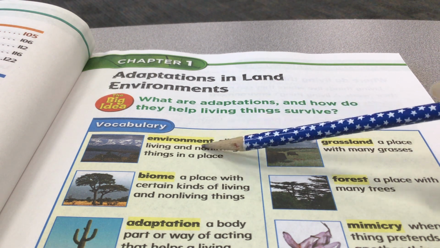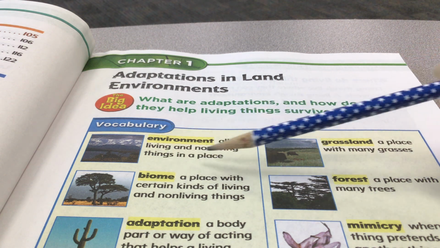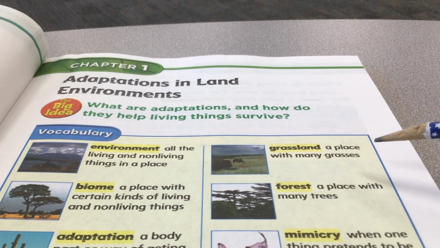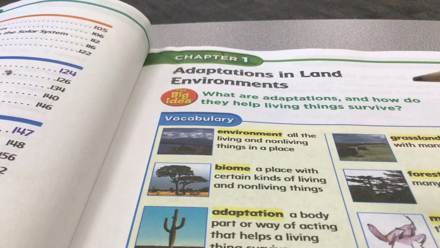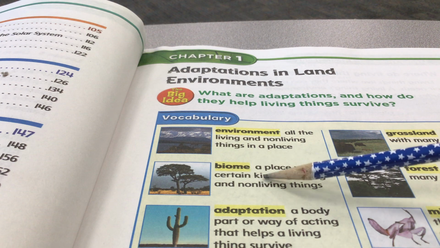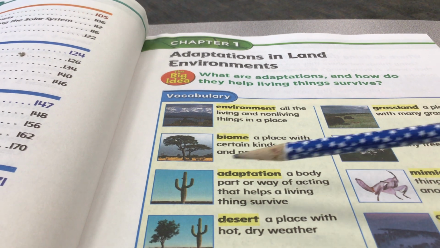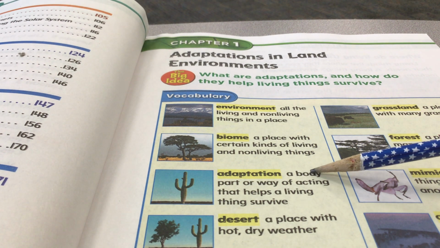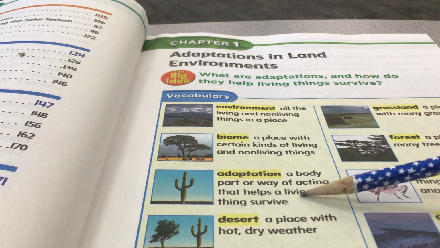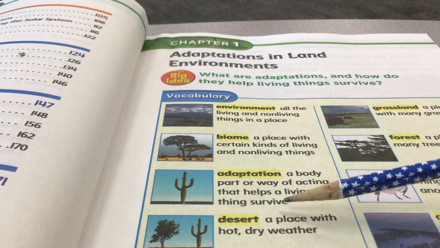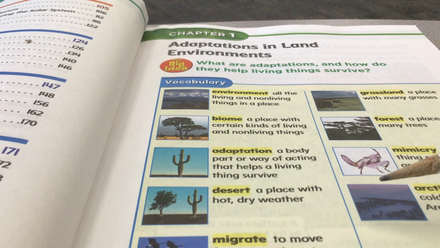Environment. All the living and non-living things in a place. Grassland. A place with many grasses. That makes sense. Biome. A place with certain kinds of living and non-living things. Adaptation. A body part or way of acting that helps a living thing survive. Desert. A place with hot, dry weather. Sounds like here, doesn't it?